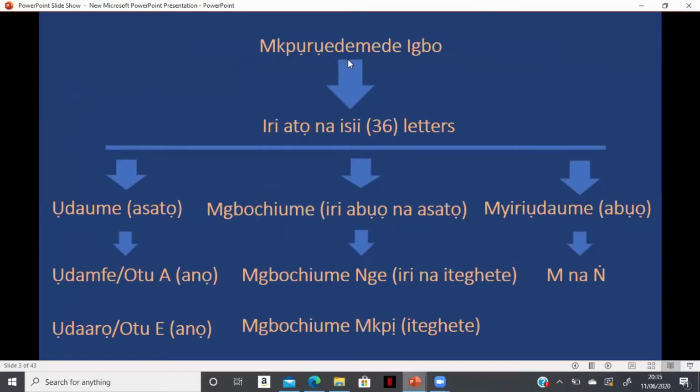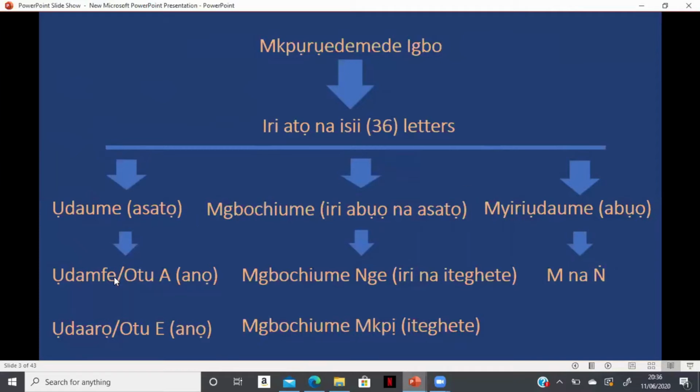Here we have a diagram or a chart that simplifies for a better understanding the Igbo alphabets. Here it tells you that the Igbo alphabets are 36 in number, or have 36 letters, and it is divided into three. The vowel, which is called in Igbo, Odaume. The consonant, which is called in Igbo, Mbochume. And the semi-vowel, which is called in Igbo, Myiri Odaume.